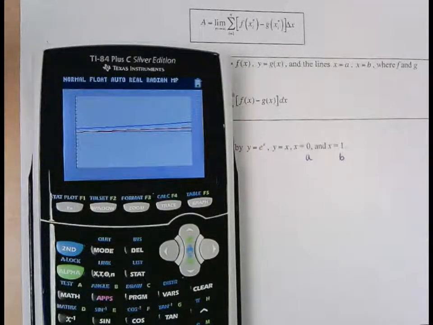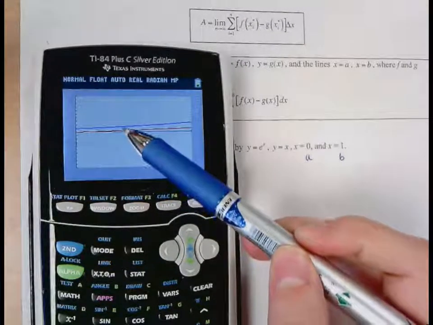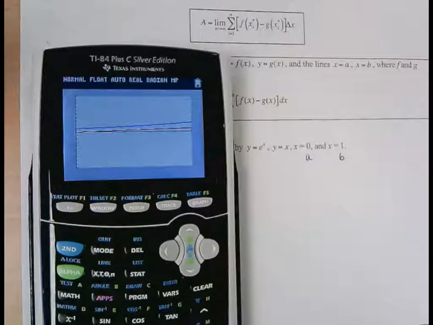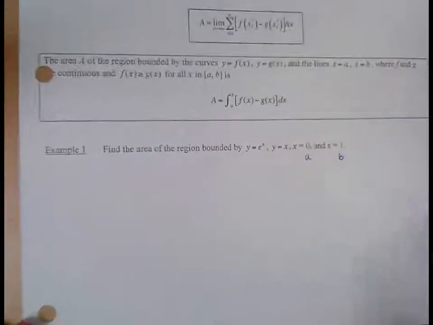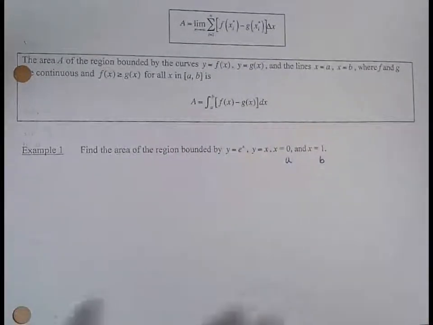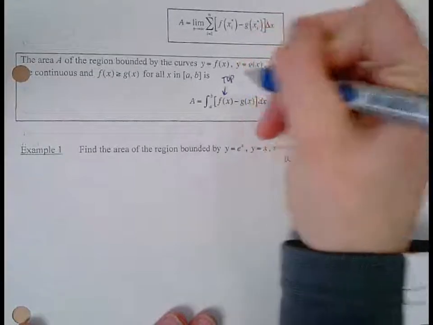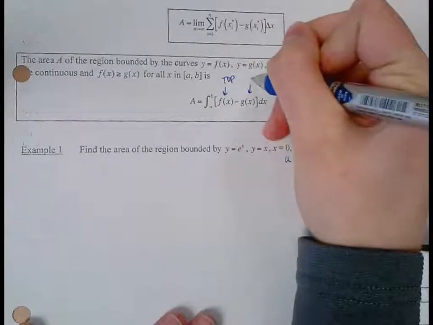So again, what you want to be able to tell from graphing this is which is the top curve and which is the bottom curve. If you were to actually draw a rectangle in this region, you need to know the height of the top of the rectangle and then the bottom of the rectangle so you know how to set up your integral. So actually, I'm going to add that into this definition as well. Just make sure your f of x is the top curve and your g of x is the bottom curve.